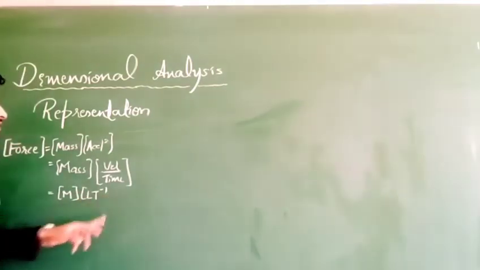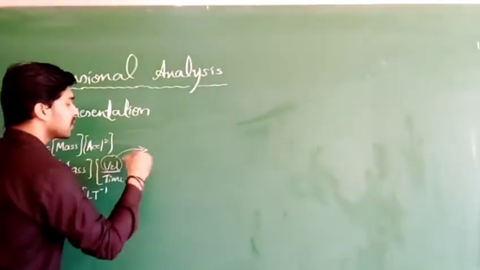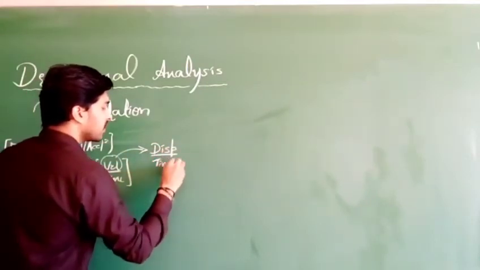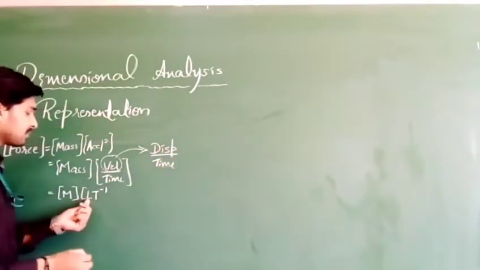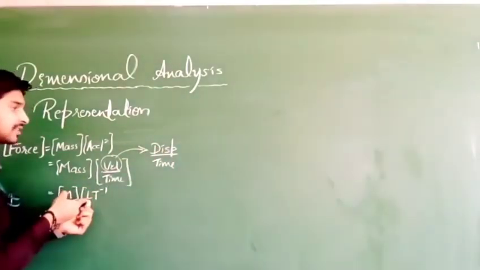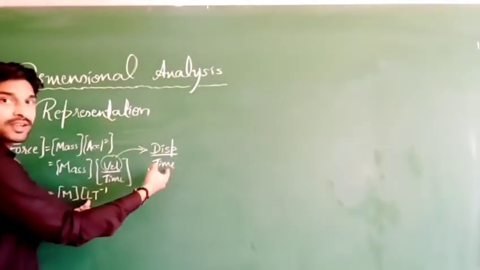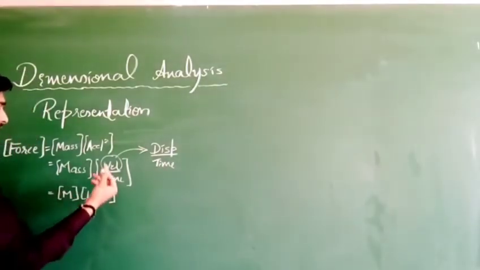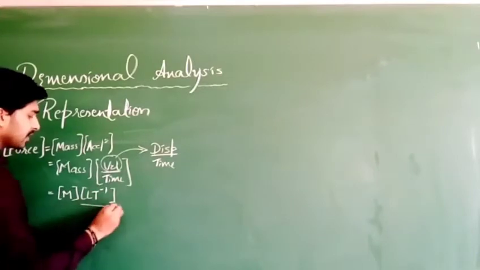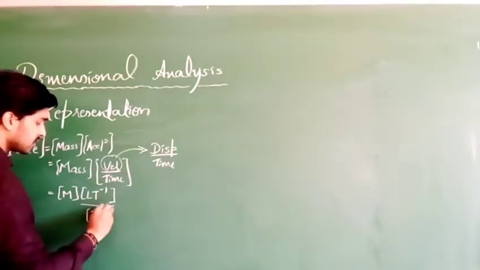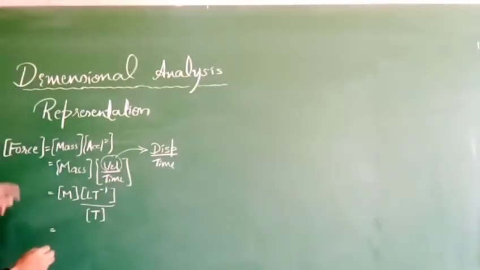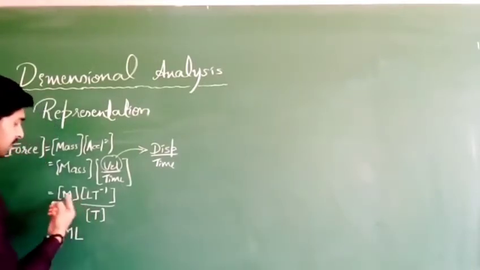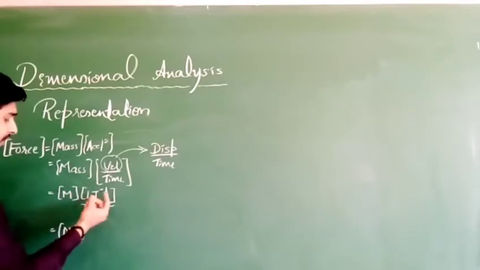Why L t power minus 1? Velocity is nothing but displacement by time. If you consider displacement by time, displacement we are going to measure as a length L, and in the denominator we are having time, that is t power minus 1. And one more factor, here we are having in the denominator time, correct? So finally for force what can we write, m, clear? Next L, m power 1, L power 1, t power.